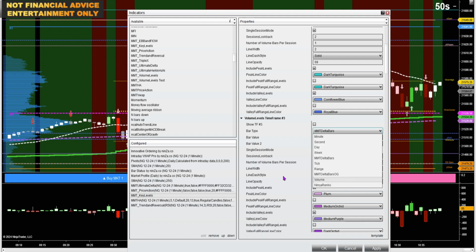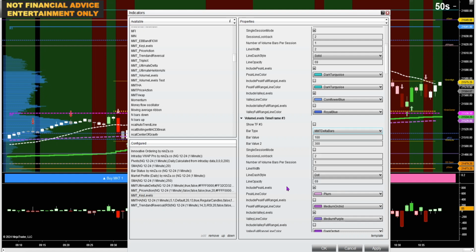So I can get the volume levels from delta bars, tick bars, range bars, NinjaTrader bars, volume bars, lots of possibilities with the volume levels. And this is part of the MMT key levels indicator, which is printing all these lovely, very helpful key levels on my chart every day.